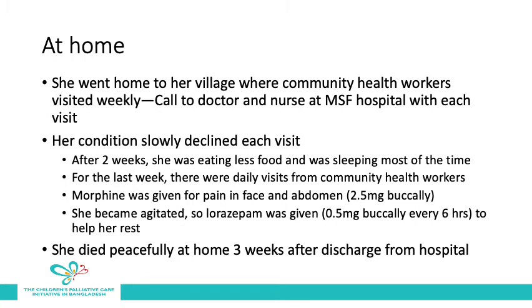Morphine was given for pain in her face and her abdomen, as we'd mentioned before, 2.5 milligrams buccally every 4 hours. She also became agitated and restless, so the team started giving her lorazepam, 0.5 milligrams buccally, every 6 hours to help her rest. Of note, this medicine was prescribed by the general palliative care team from the hospital, and it was explained that it would not cause her to die sooner, but would just make sure she was comfortable. The little girl died at home peacefully 3 weeks after discharge from hospital.